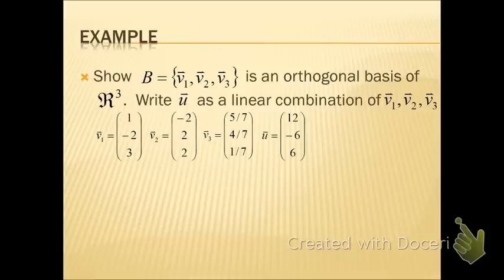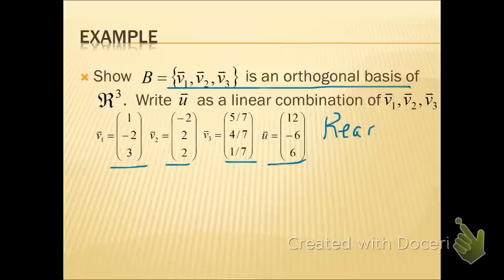So, given these vectors here, V1, V2, and V3, we want to show that this is an orthogonal basis for R3. Then we want to write U as a linear combination of these vectors, V1, V2, and V3. For your reading assignment, I would like you to first show that V1, V2, V3 is an orthogonal basis. How do we do that? Again, we have to show that V1 dot V2 is 0, V2 dot V3 is 0, as well as V1 dot V3 is 0. So for your reading assignment, we would like for you to do this first part.